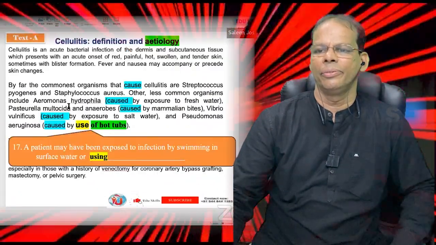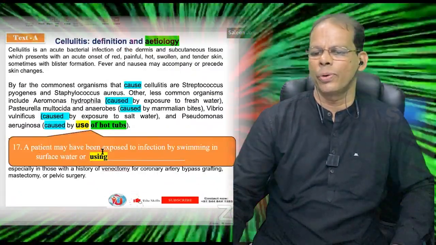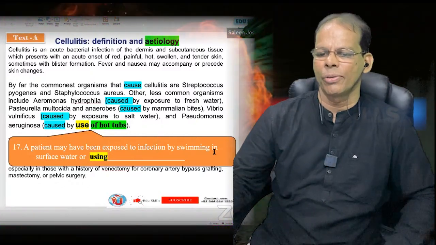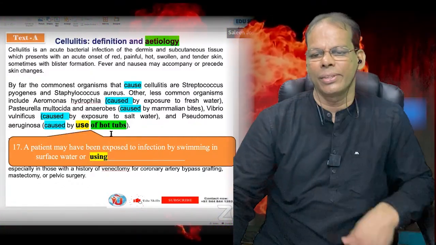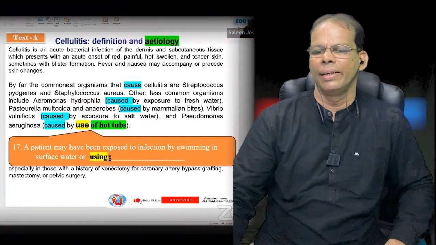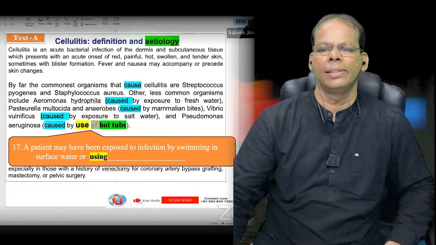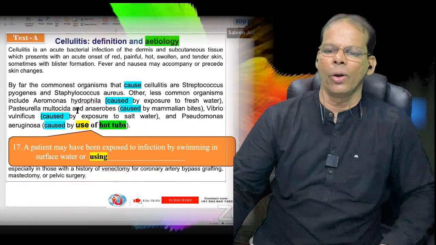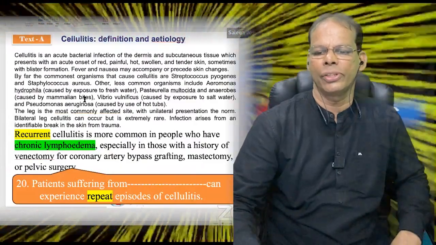Let's check. See here, etiology. The patient may have been exposed to infection by swimming in surface water or using hot tubs. Since it is "using", a gerund is here, you need to write only hot tubs, right? Yes. Using hot tub. In text A again, let's finish it and go.